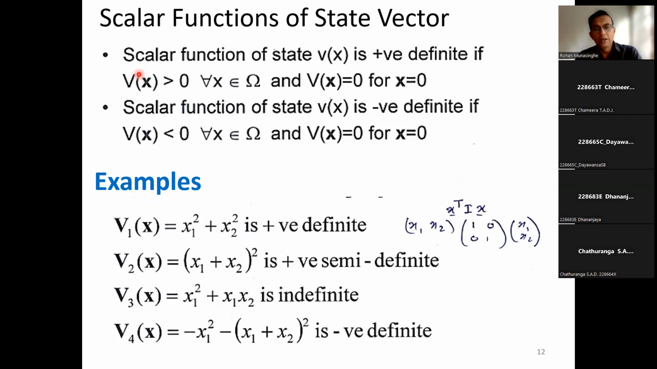Now, we say a scalar function of state x, that is V(x), is positive definite if V(x) is greater than 0 for all x within a certain hyperspace. Within a certain hyperspace, right? So maybe you can think of the hyperspace we dealt with earlier. There's an equilibrium point and around that space.